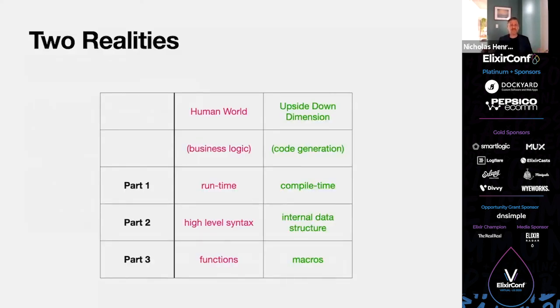Again, to recap, I like to think that there are these 2 realities in Elixir: the human world, where we're writing our business logic that gets executed at runtime. We write in our high-level syntax in that business logic, and we are primarily writing functions. But in the upside down dimension, we're in the business of code generation, and that gets invoked at compile time. Our macros get invoked at compile time. And we have this internal data structure that we can manipulate. And rather than writing functions, we can write macros.